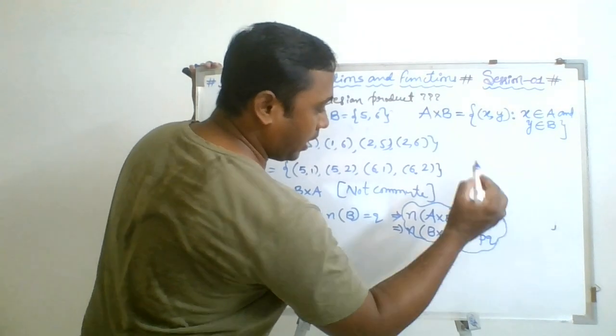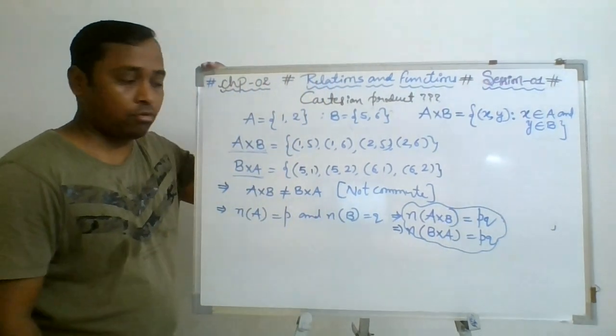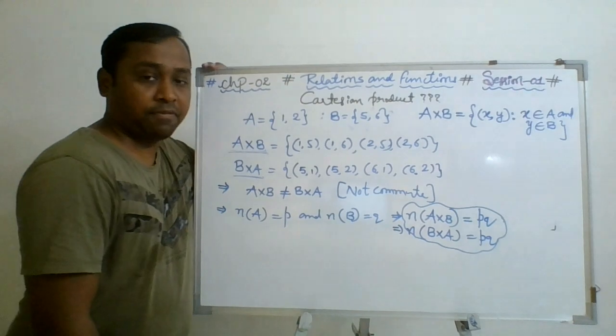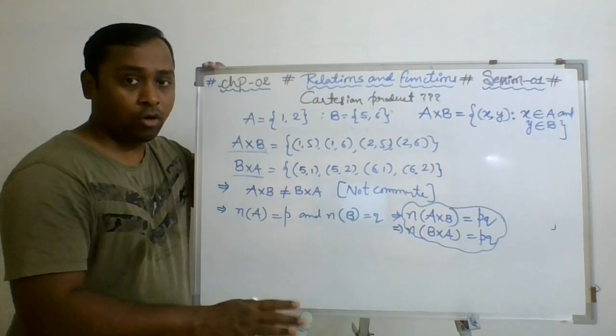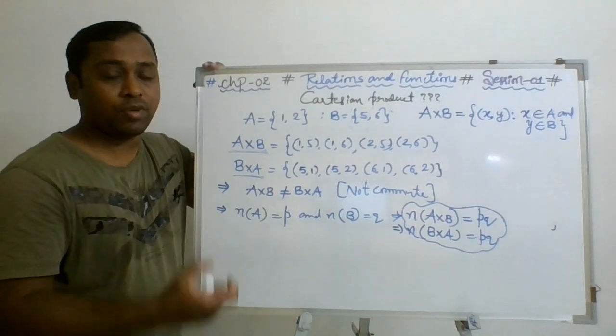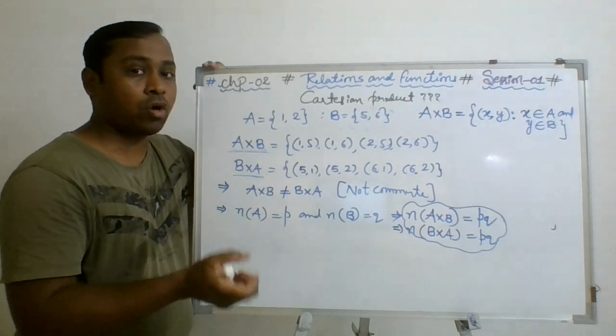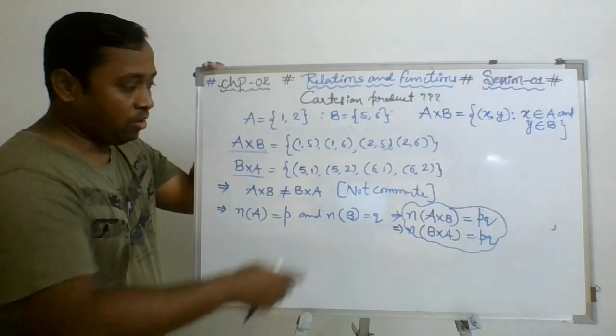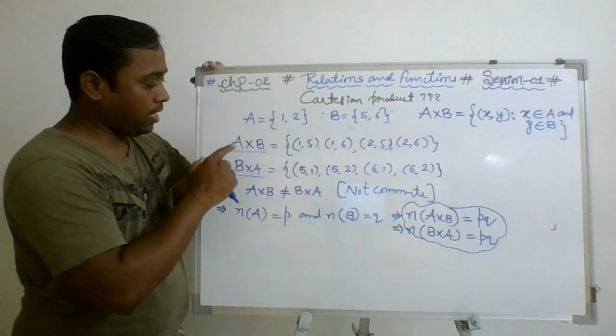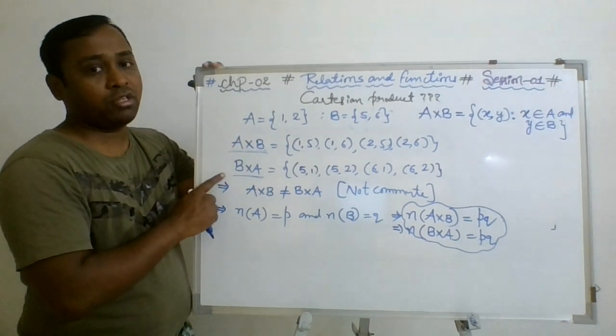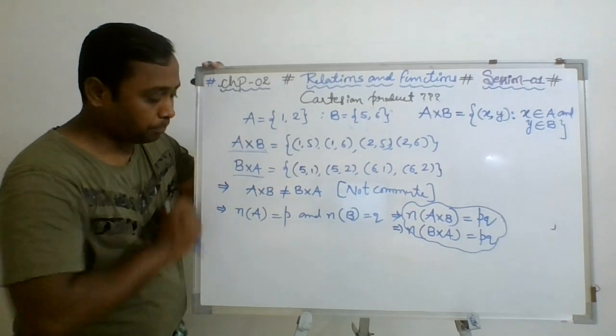While dealing with the counting, it doesn't make any difference whether you are counting A cross B or B cross A because we are interested in counting, not in the elements. But when you list the elements, then A cross B set is not generally equal to B cross A.